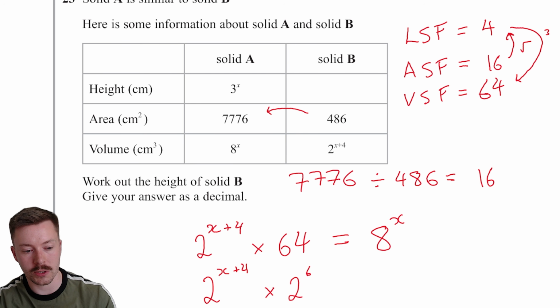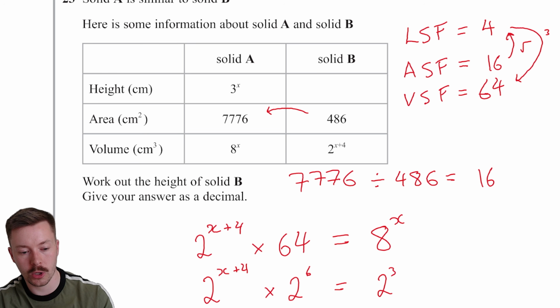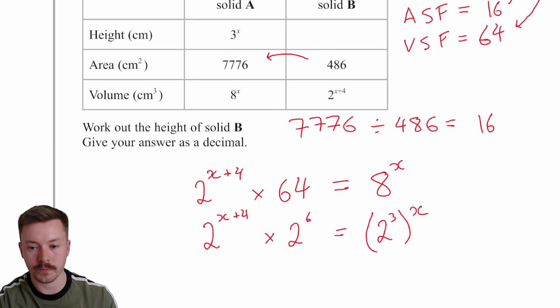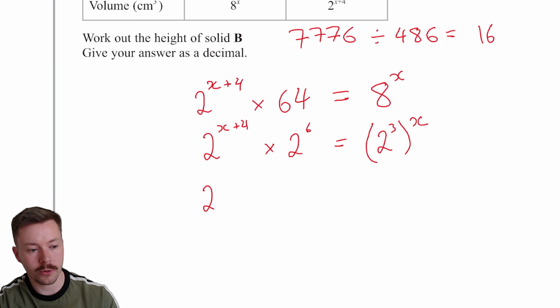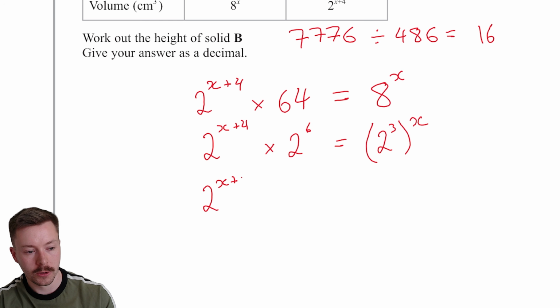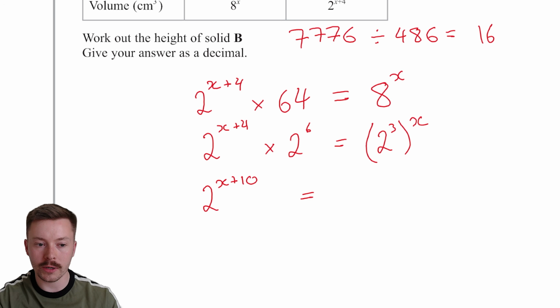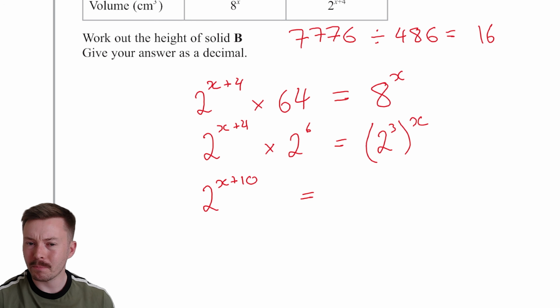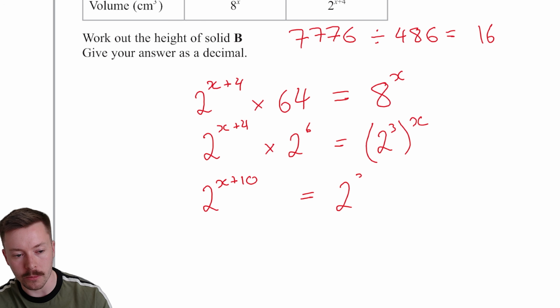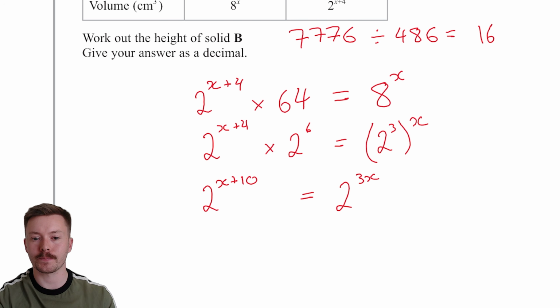64 is actually 2 to the power of 6. And 8 is 2 cubed, so I've got 2 cubed to the power of x. From there, I've got 2 to the power of x plus, now when you times, you're going to add your powers. That's the law of indices for multiplication. So 4 add 6 is 10. And on the right-hand side, the law of indices for powers, when you've got one inside and outside of a bracket, is to multiply them. So we get 2 to the power of 3x.